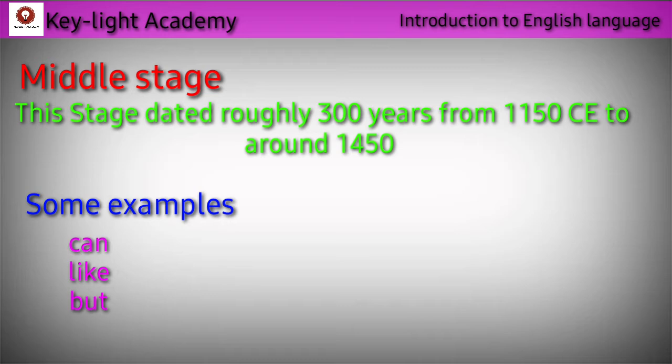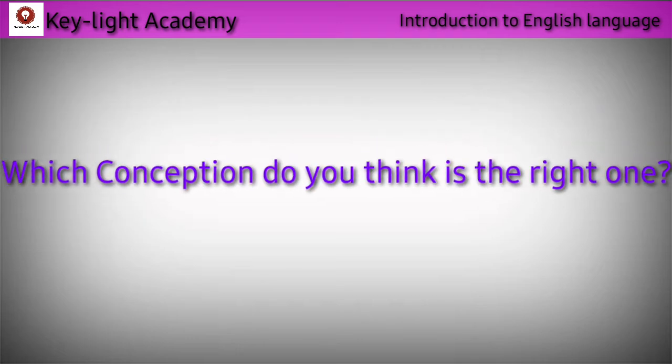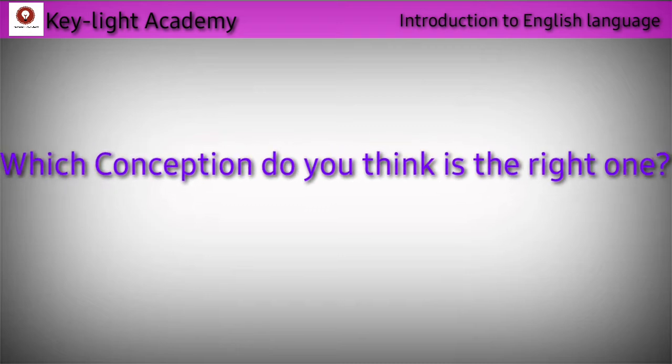Middle English, a period of roughly 300 years from around 1150 to around 1450, is difficult to identify because it is a time of transition between 2 eras that each have stronger definition, Old English and Modern English. Some words in Middle English are like but. Okay, we will stop here for that section.